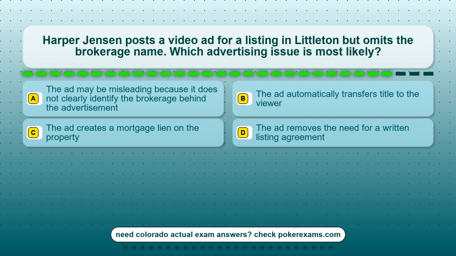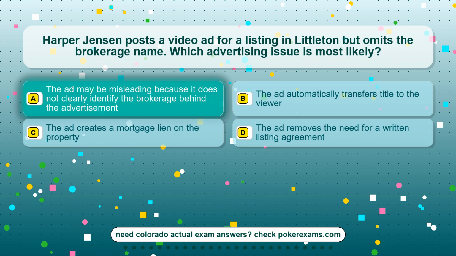Question 10. Harper Jensen posts a video ad for a listing in Littleton but omits the brokerage name. Which advertising issue is most likely? Option A. The ad may be misleading because it does not clearly identify the brokerage behind the advertisement. Option B. The ad automatically transfers title to the viewer. Option C. The ad creates a mortgage lien on the property. Option D. The ad removes the need for a written listing agreement.